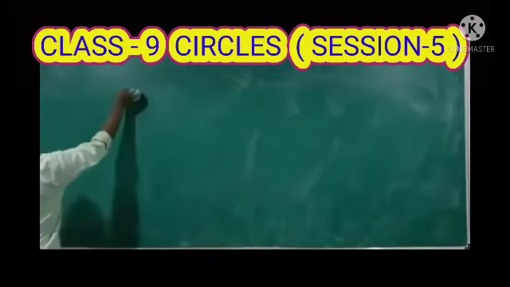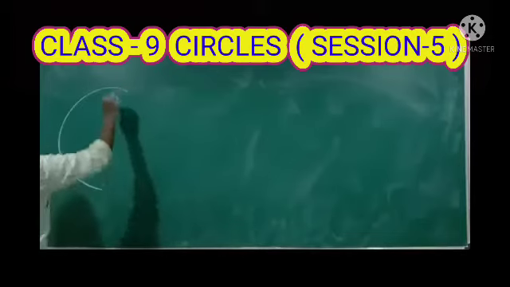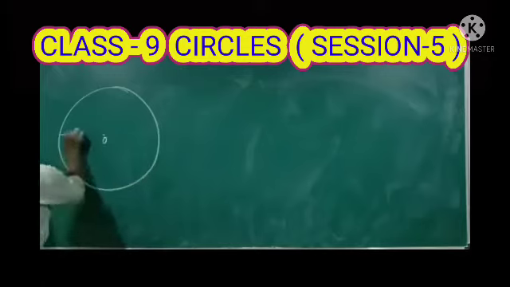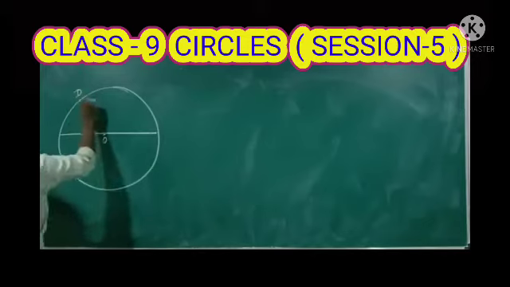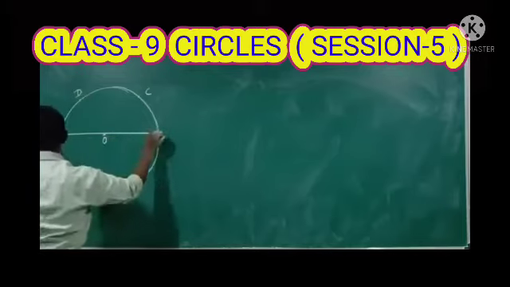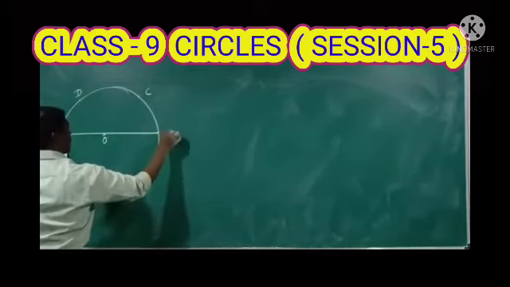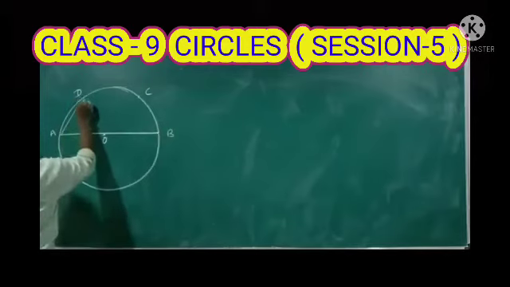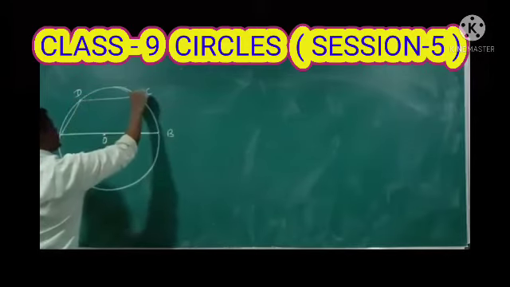Circle with center O. So O is the center of the circle, right? In that, this point is D, and this is the point C. ABCD is a cyclic quadrilateral. So join these points.